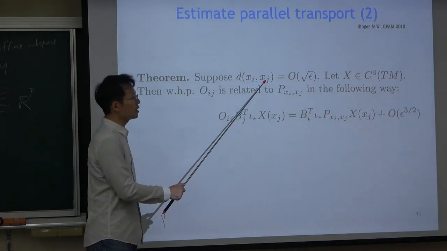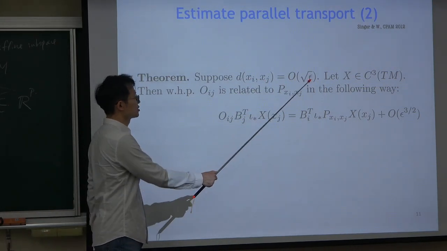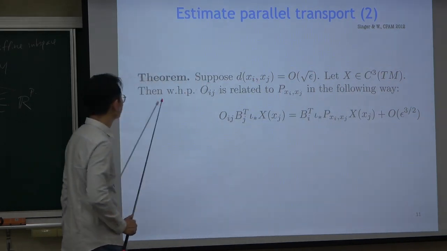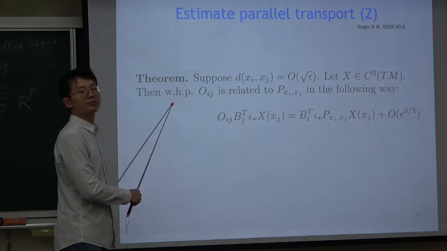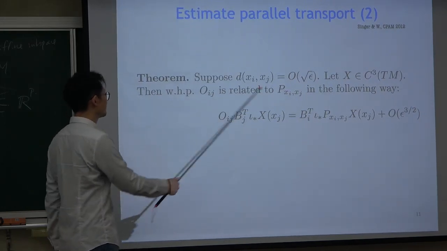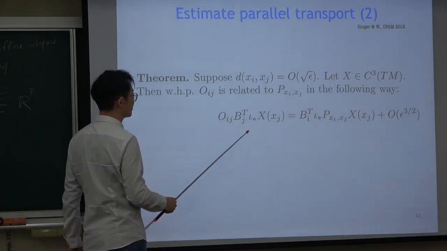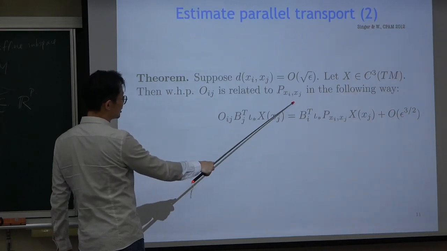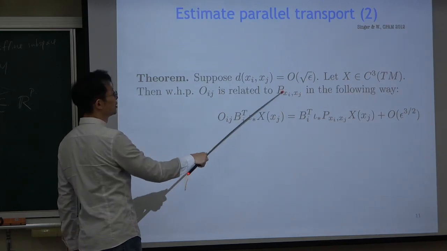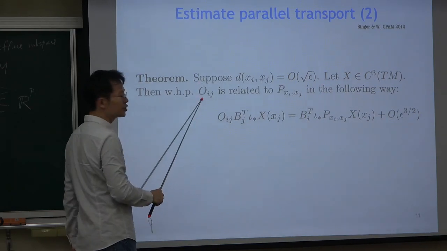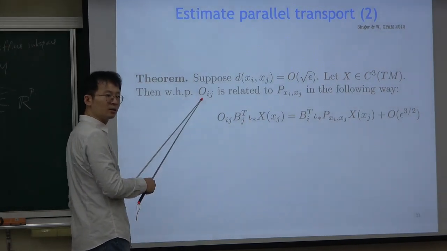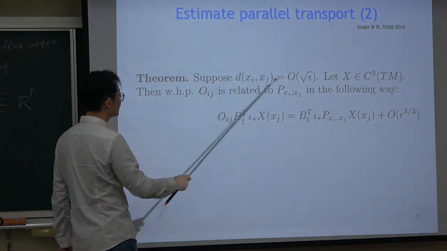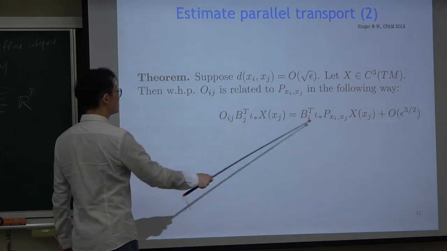And theoretically, that is what you can say. Suppose I and J have geodesic distance smaller than square root of epsilon, and suppose X is C3, then with high probability, like 1 minus n raised to power minus 2, OIJ is related to the true parallel transport in the following way. First, remember parallel transport functions on the vector field. OIJ functions on the Euclidean space R^D.